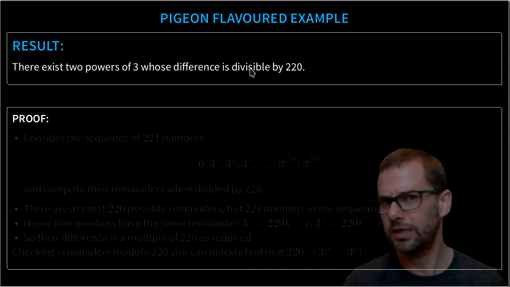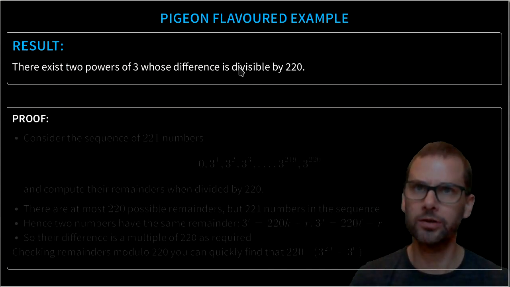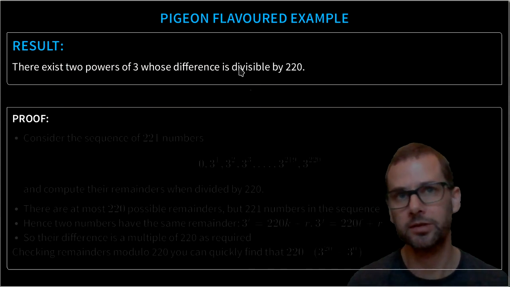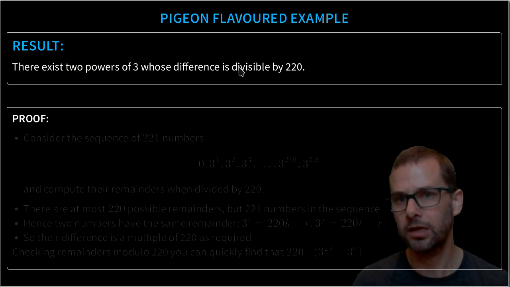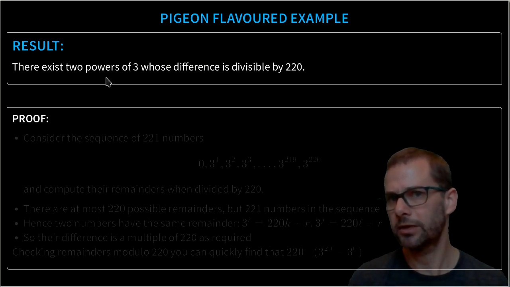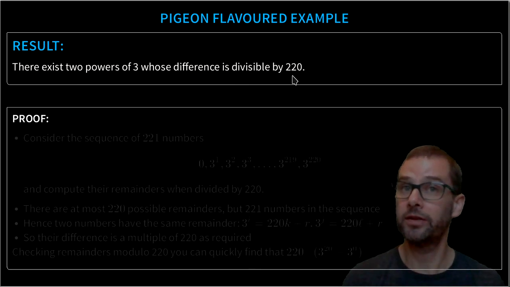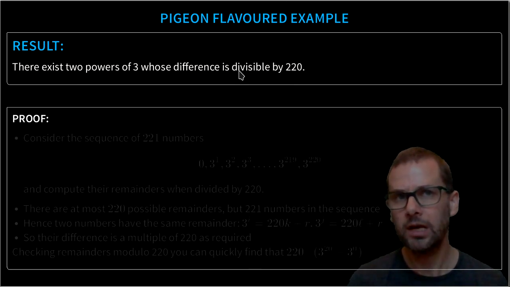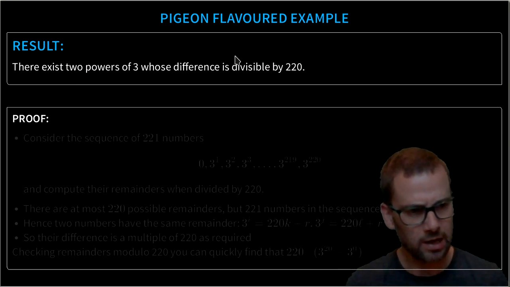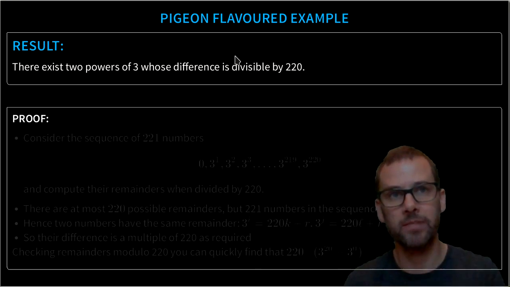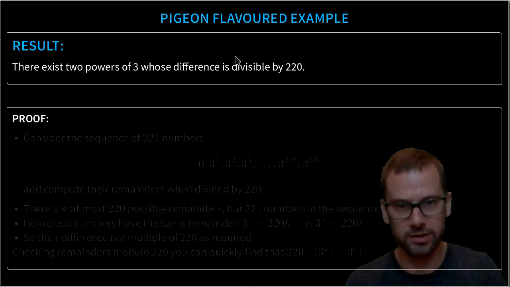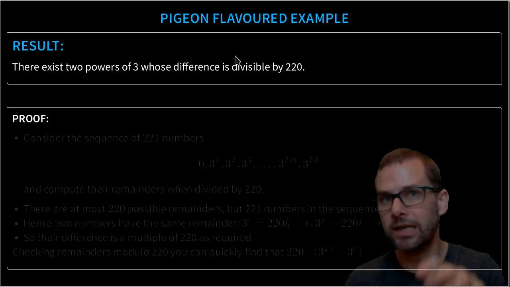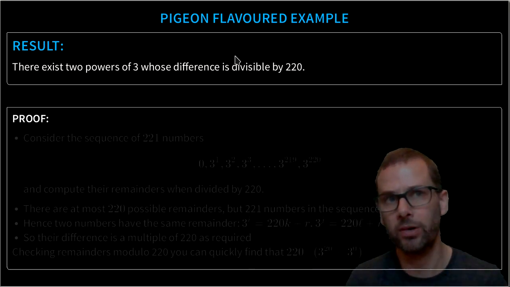So now, here's an example of what else we can do with the pigeonhole principle other than just this little statement about functions. So here's a result, namely there are two powers of 3 whose difference is exactly divisible by 220. And the proof isn't so hard. It just relies on the fact that the pigeonhole principle tells us that a certain structure must exist. You know, you have a certain number of boxes and you start putting things in boxes. At some point, two things have to go in the same box.